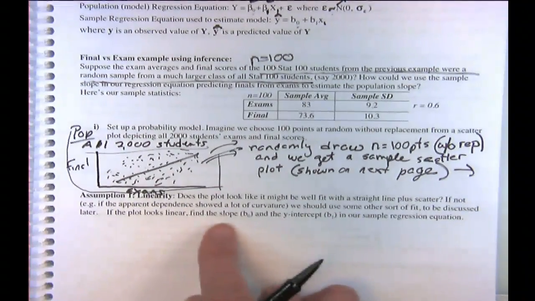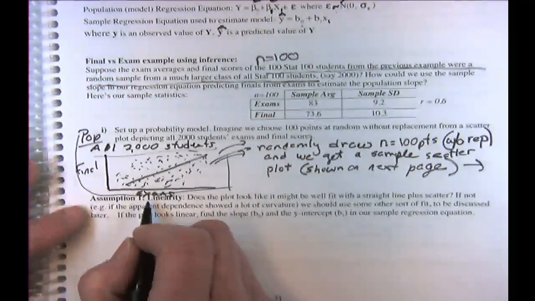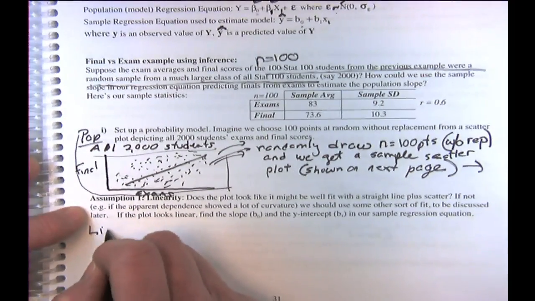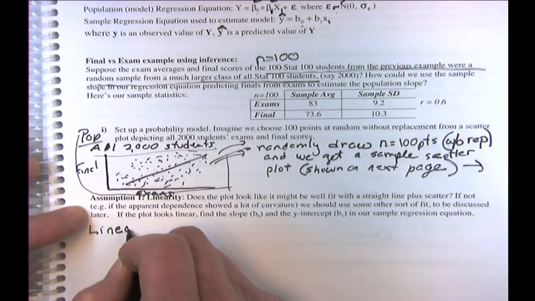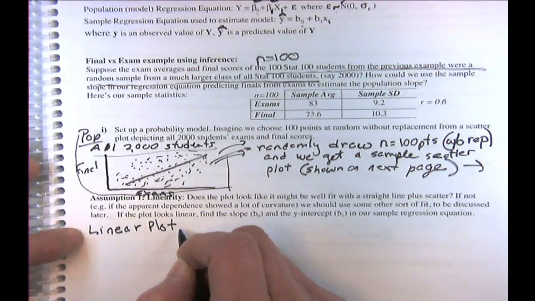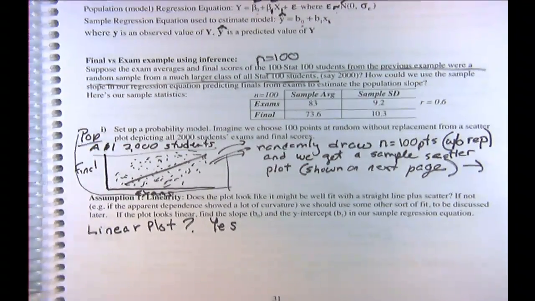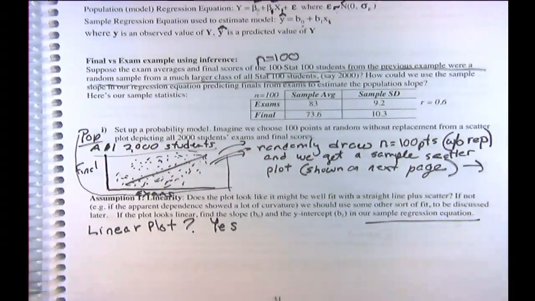So now linear, that's our assumption 1. So we ask, does our scatter plot look linear? And we decided yes. Okay? So we decided, yep, it does. Now, if it does, then we should go ahead and get our sample regression equation.